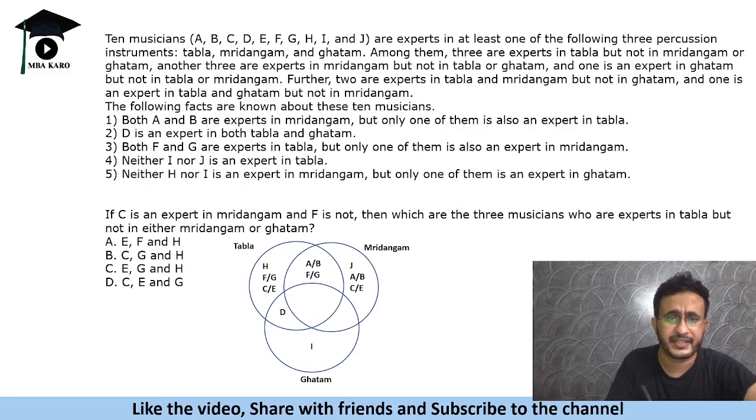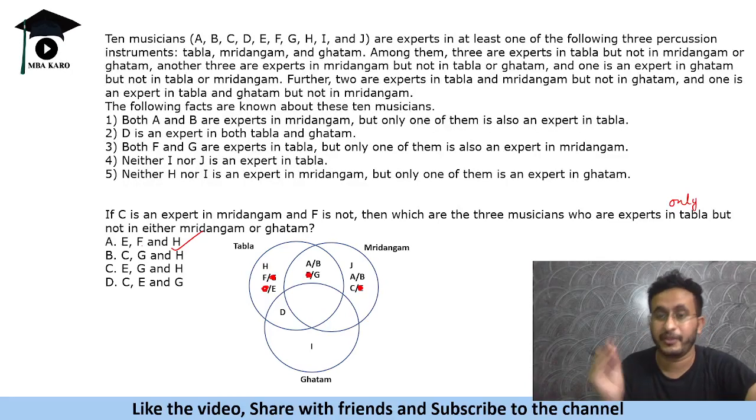If C is an expert in mridangam and F is not, so C is an expert in mridangam. That means C will be here and we will have E here. F is not an expert in mridangam, so that means we will have G here and we shall have F here. So this is how we will get this case. Now, which are the three musicians who are experts in tabla but not in either mridangam or ghatam? Basically it is asking who are experts only in tabla. Only in tabla we have H, F and E. So E, F and H, that is our answer.